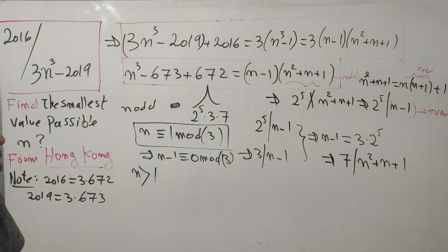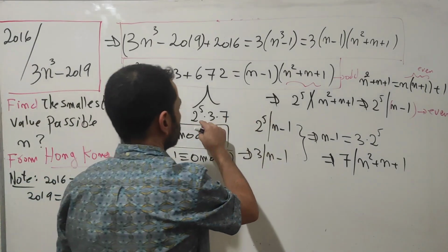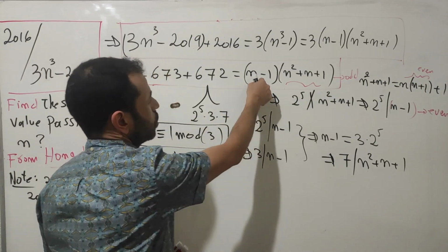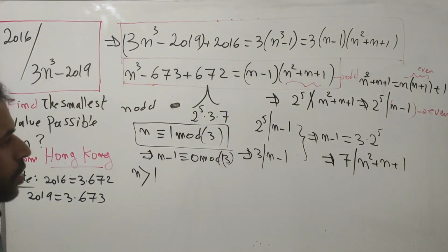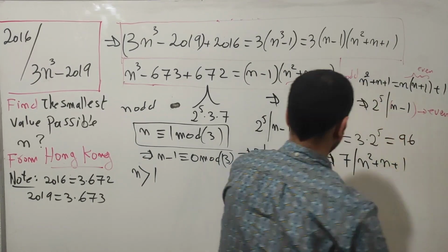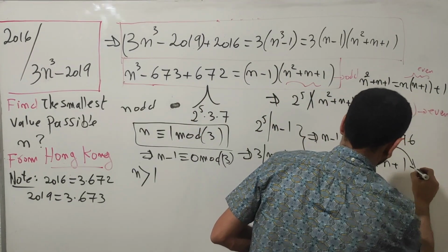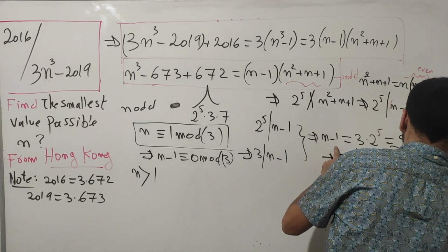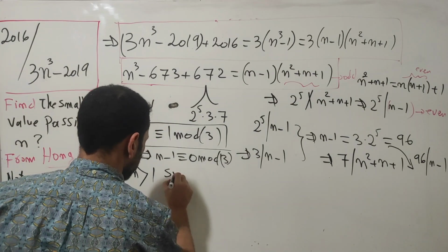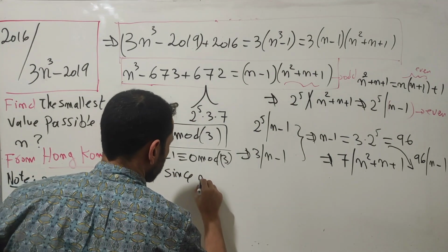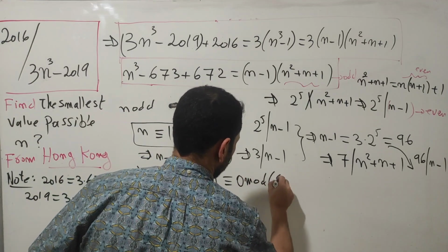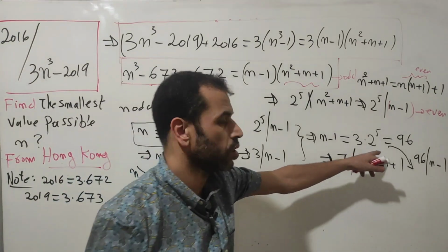So this one immediately tells us 7 divides n squared plus n plus 1, because nothing is left: both terms go towards n minus 1. This one multiplied by this one gives us 96. What does this mean? It tells us 96 divides n minus 1, since n minus 1 is congruent to 0 mod 96, because of this one.